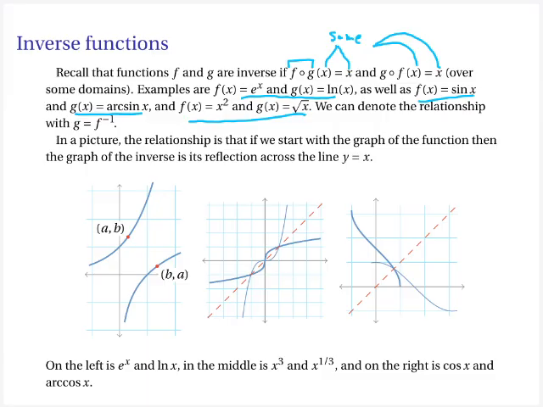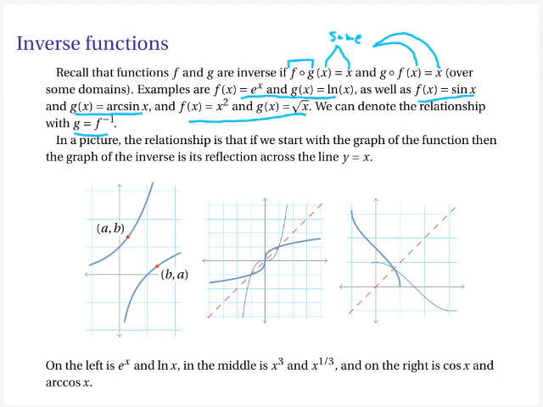And we denote the relationship as g equals f superscript minus 1. It's sometimes a cause of confusion, but used not all that often. A person might think that means 1 over, but it's not all that much of a source of confusion.